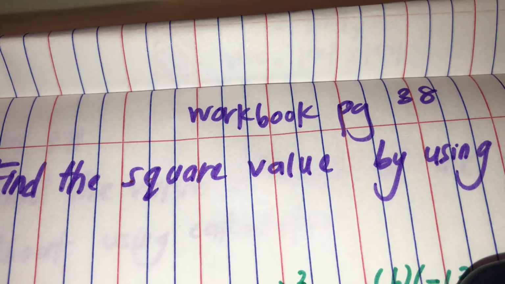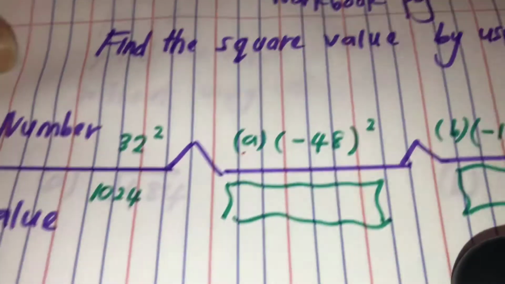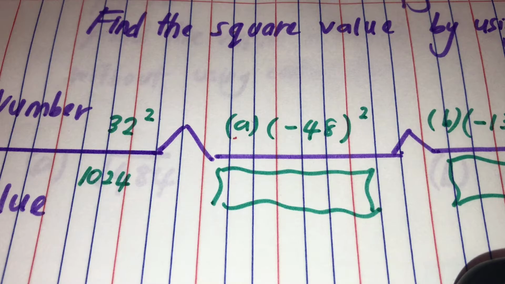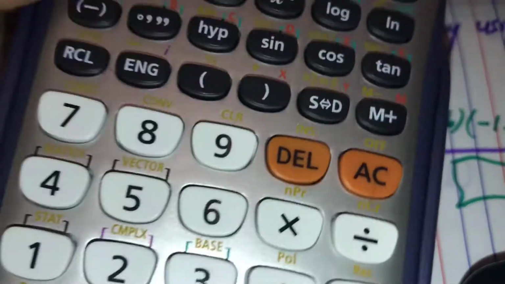Okay, about the square. Find the square value of the following by using calculator. So this question needs you to use calculator to calculate the square. Negative 48 square. Press your calculator.